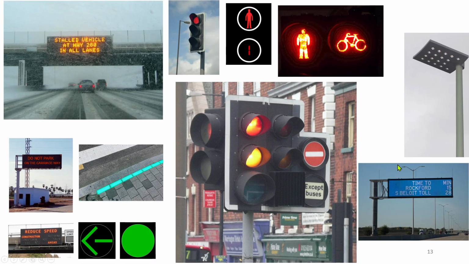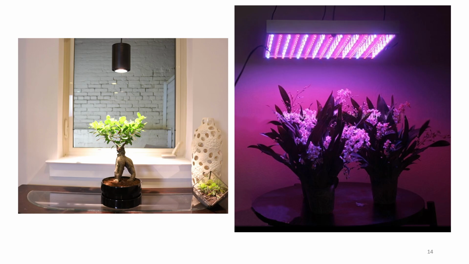They are also used to know if the traffic light is red or green, and also to indicate to us which direction to take. They also help us to grow our plants efficiently and to maintain a certain type of photoperiod in agriculture. They are also useful there.